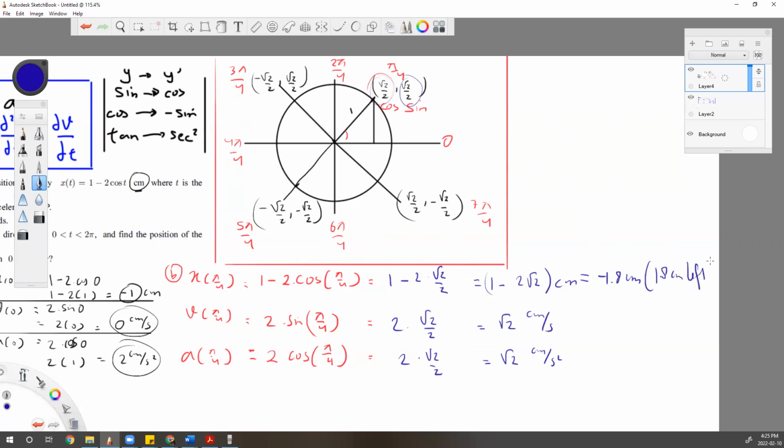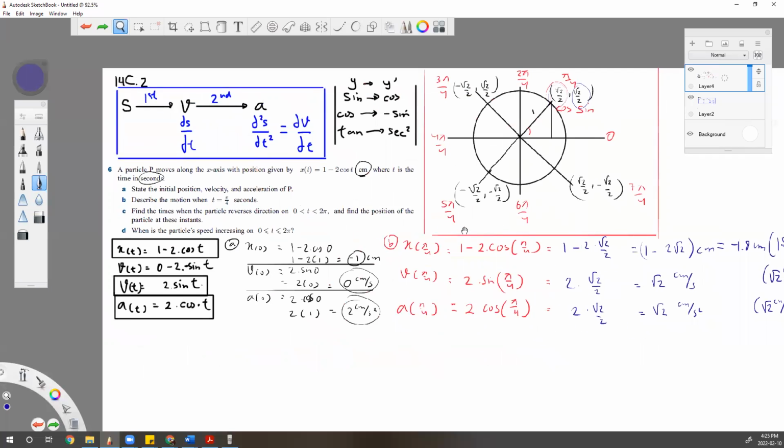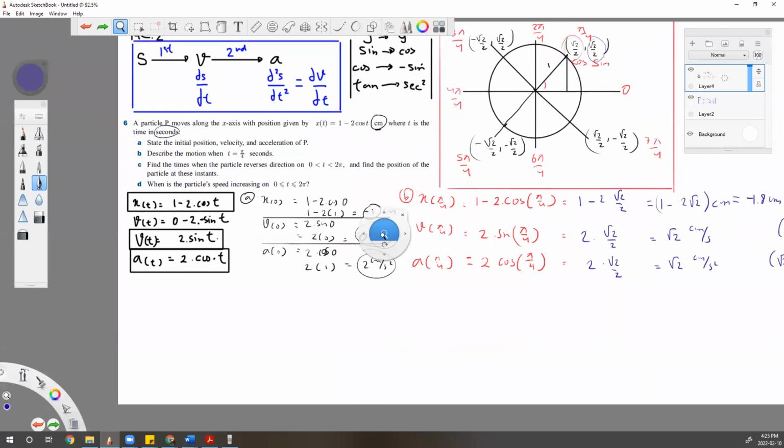So you can determine that the particle is 1.8 cm to the left, and moving with a speed of 20 cm over second to the right because it's positive, and its acceleration is square root 2 cm over second squared, increasing its speed because it's still positive. If it is negative, decreasing. So this is accelerating. Okay, this is the idea, the answer. You need to determine, describing the position. Okay, let's go next, part C.